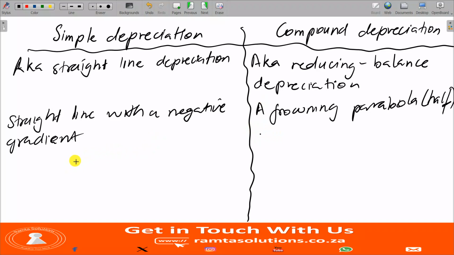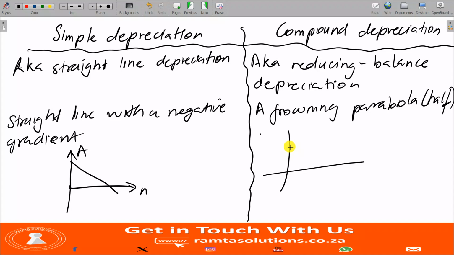In other words, with this one, you will see it like this. Let's say this axis is A, and normally the other is N. So with this one, you will see it like this, A against N. As you can see, it's one half of a frowning parabola.